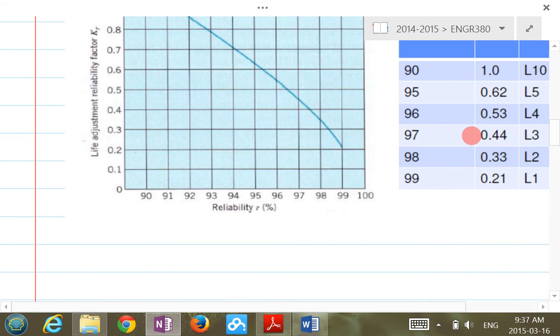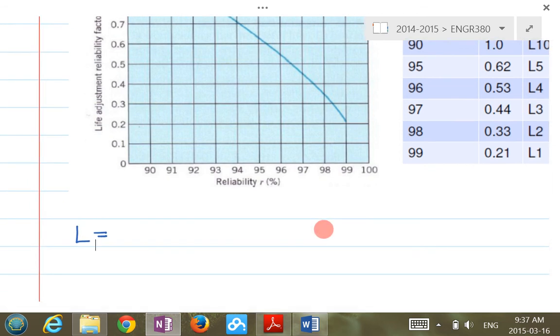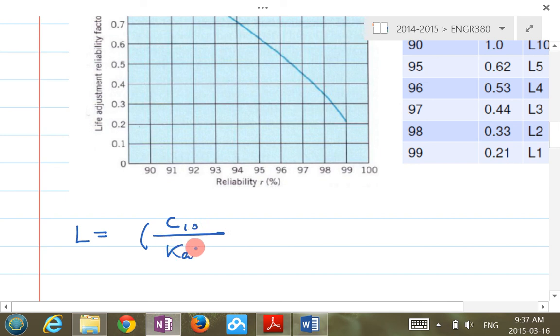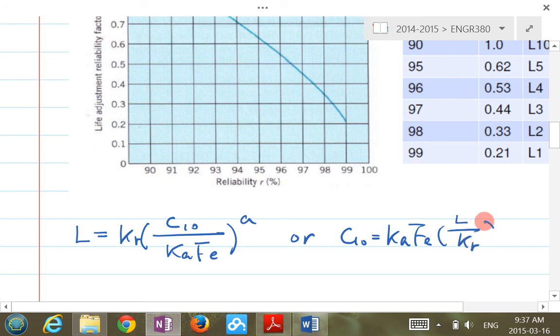I'll write down the equation first, and then I'll go back to this figure. If I'm supposed to calculate how many lives I have, I have two kinds of equation here. I can use this equation, C over Ka... that's not K. Let me write down this one here. I'll deal with the K anyway. Or C10 equals Ka, Fe, L over Kr, to the power 1 over A.